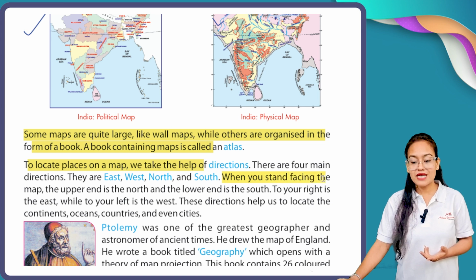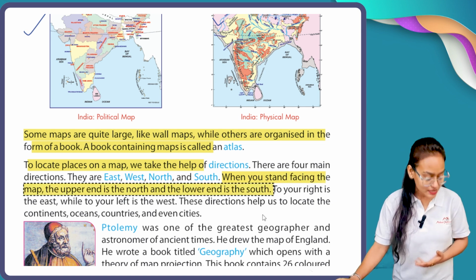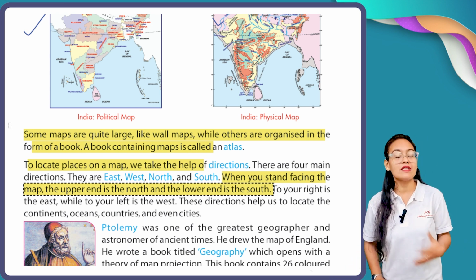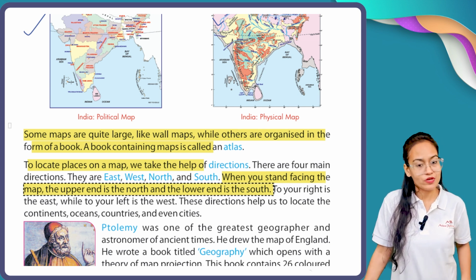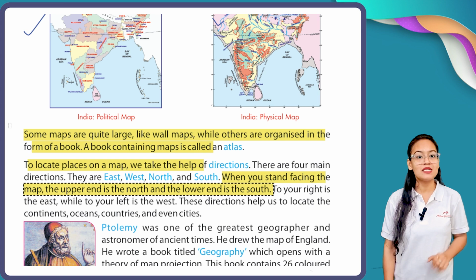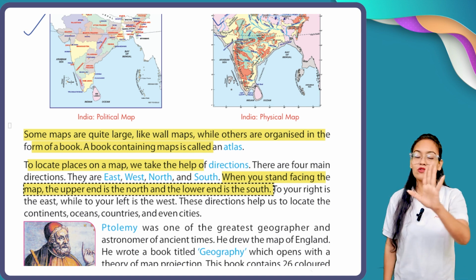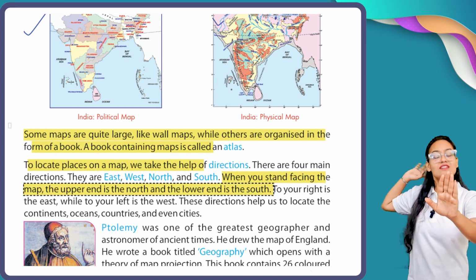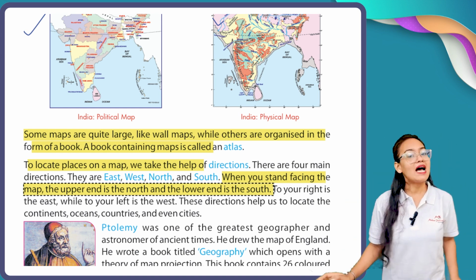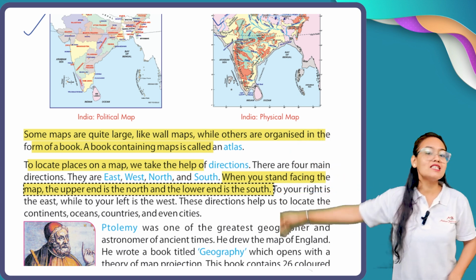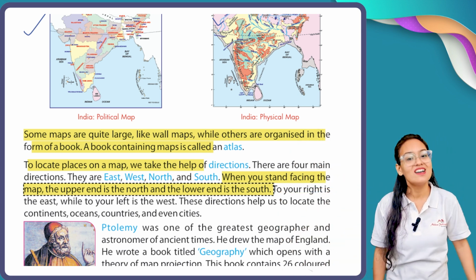When you stand facing the map, the upper end is the north and the lower end is the south. My dear children, suppose I am standing and in front of me there is a map. It means it is the north side, and behind that there is the south side. And in my right direction there is east, and in my left direction there is west.